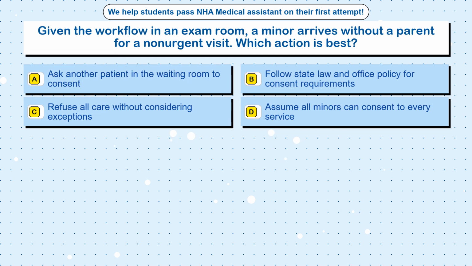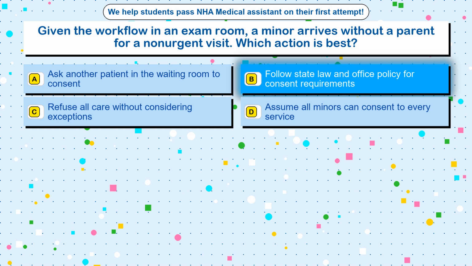Question 99. Given the workflow in an exam room, a minor arrives without a parent for a non-urgent visit. Which action is best? Option A, ask another patient in the waiting room to consent. Option B, follow state law and office policy for consent requirements. Option C, refuse all care without considering exceptions. Option D, assume all minors can consent to every service. The correct answer is option B, follow state law and office policy for consent requirements.